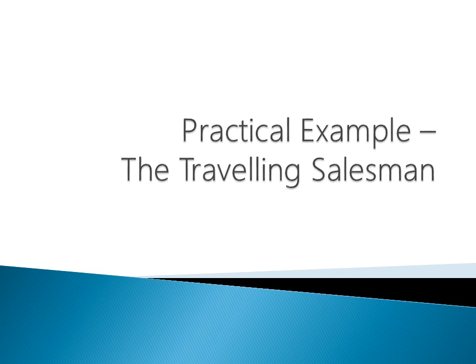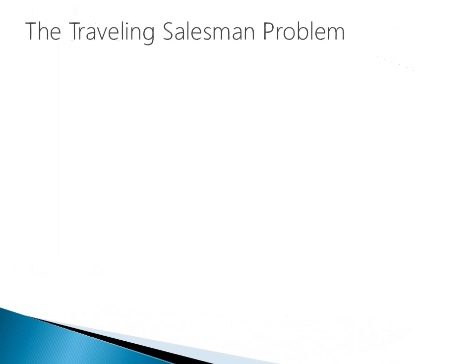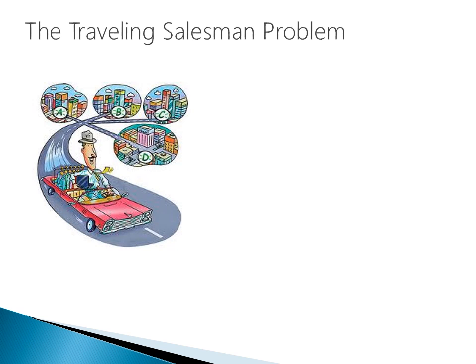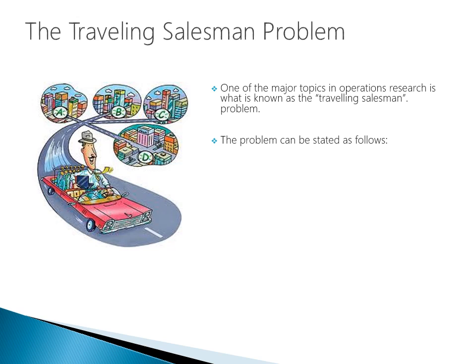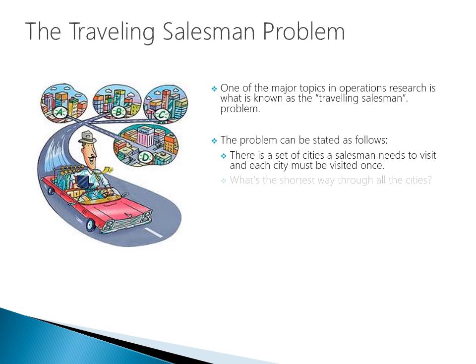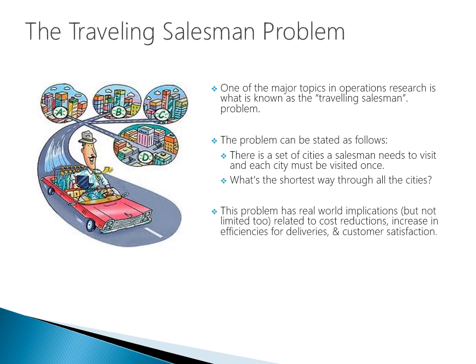Now we're going to shift gears and we're going to get into another practical example called the traveling salesman. So what is the traveling salesman problem? One of the major topics in operations research is what is known as a traveling salesman problem. And this problem can be stated as follows. There is a set of cities a salesman needs to visit, and each city must be visited once. What's the shortest way through all of the cities?